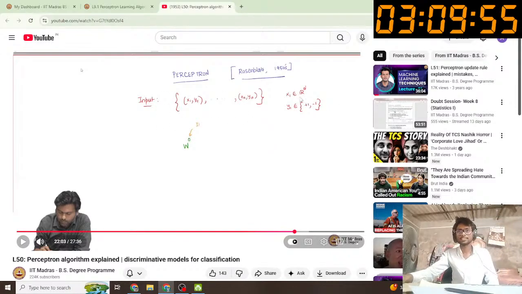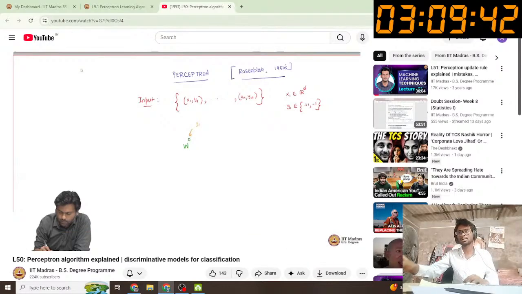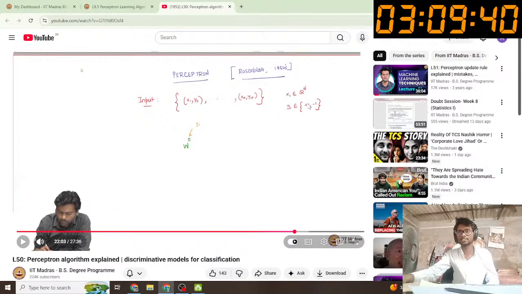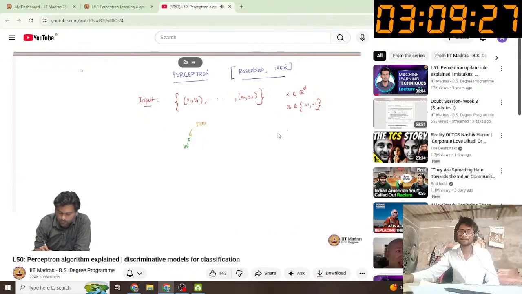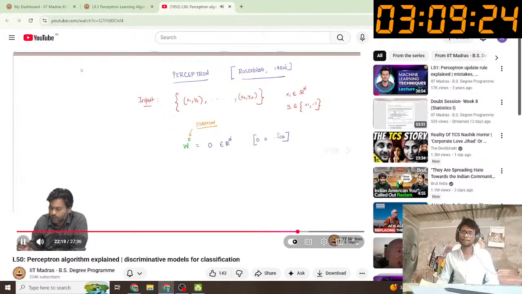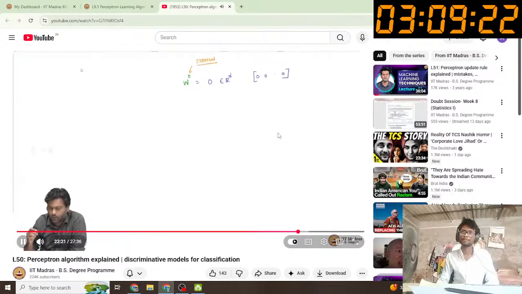So the dataset is very simple. We have a fixed feature and the label, and this x has dimension d. In the earlier example we saw labels like 0 and 1, but in this case sir has taken positive 1 and negative 1. Why sir takes this kind of label, we will see. This is the iteration number, and this is just a zero vector.